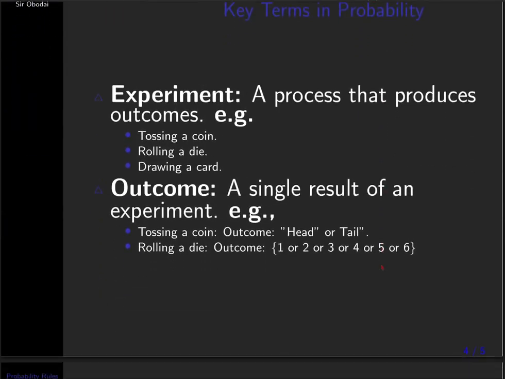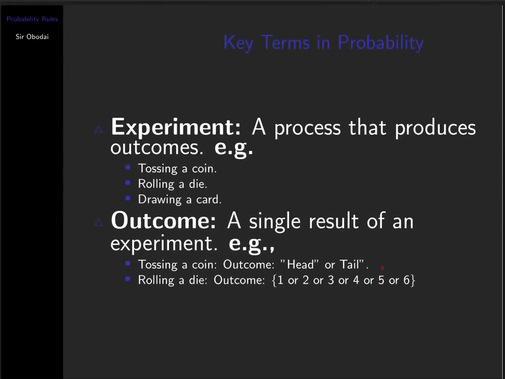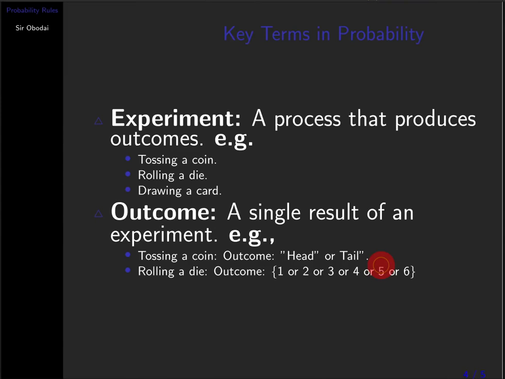So with the basic understanding of probability established, let's look at the terms we'll be using along the way. The first one is an experiment. When we say experiment, an experiment is a process that produces an outcome. Whatever you are doing, if there's going to be an outcome, then you should know that you are performing an experiment, right?